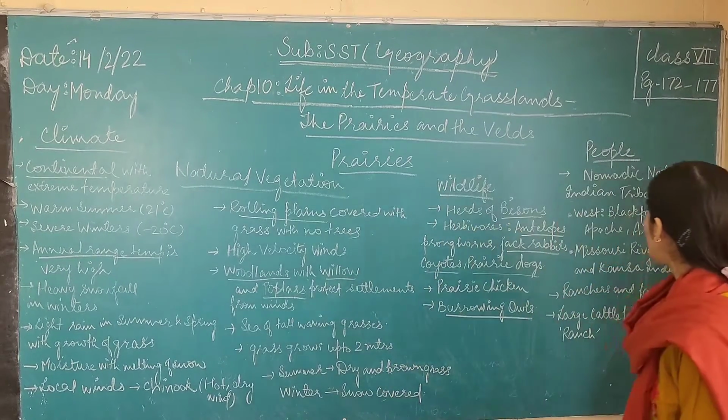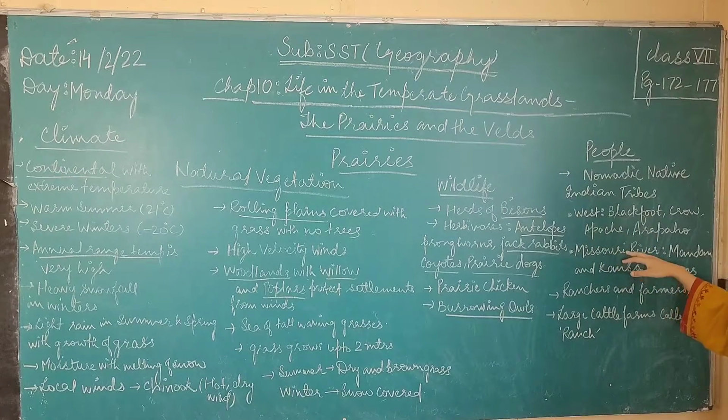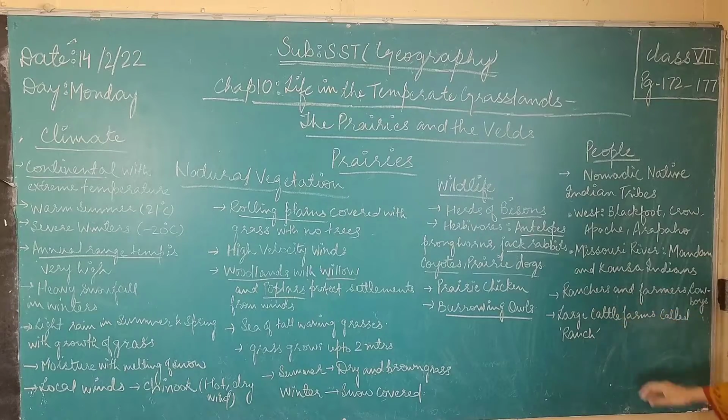So these are the types of people: the nomadic Indian native tribes. In the west we have these tribes, in the region surrounding the Missouri River we have these types of tribes, and there are also common people living there, which are the farmers, ranchers and cowboys. And the ranches are the large cattle farms.